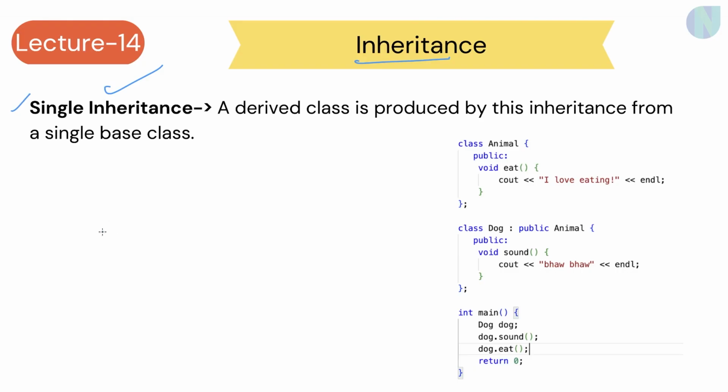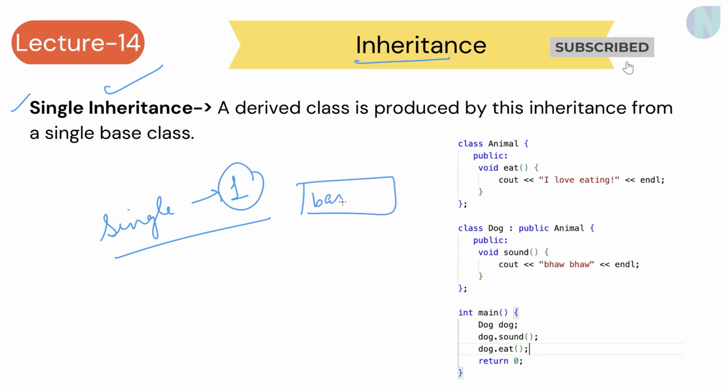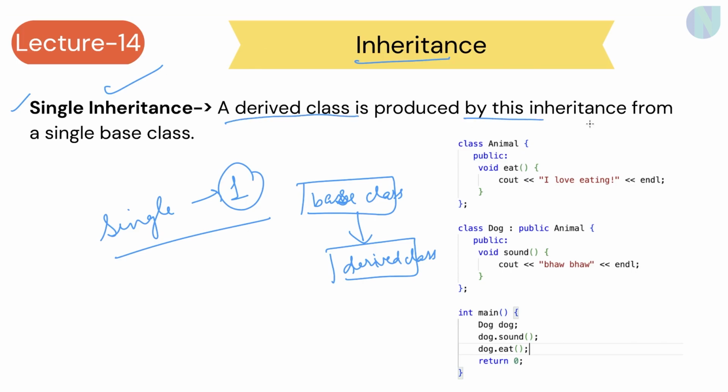So single inheritance, as the word suggests, single, that means one. Whenever there is an inheritance, there is a base class and there is a derived class. Whenever there is only one derived class which derives properties from the base class, it is called a single inheritance. As you can see from the definition, a derived class is produced by this inheritance from a single base class. So whenever there is a single base class, it is called single inheritance.